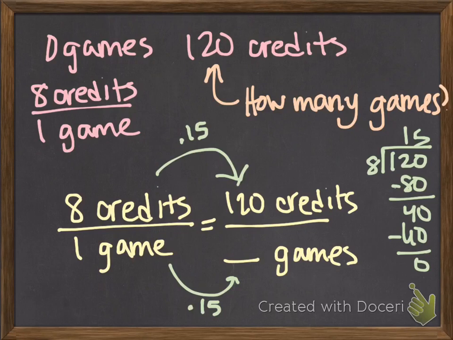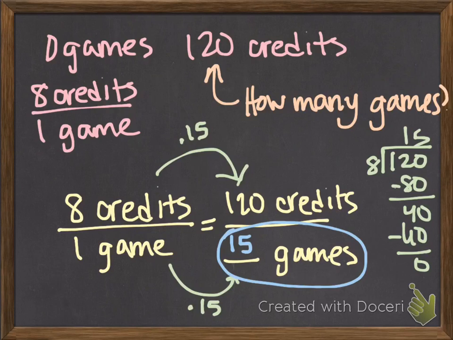So we know that we need to multiply the left ratio or rate by 15 to get the right, or the correct answer of number of games. So 1 game times 15 is 15 games. So it took 15 games for him to save 120 credits.